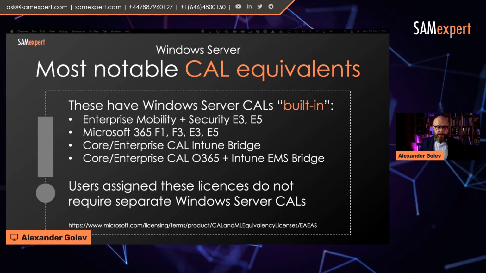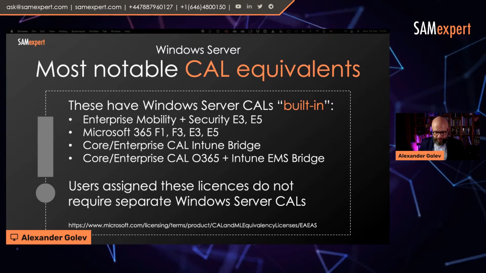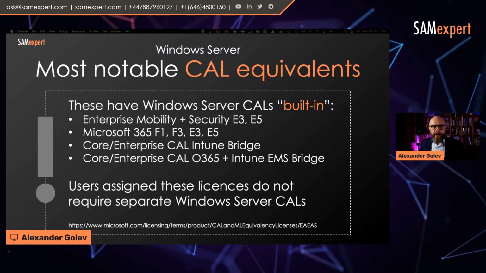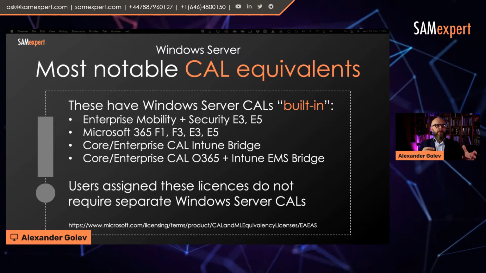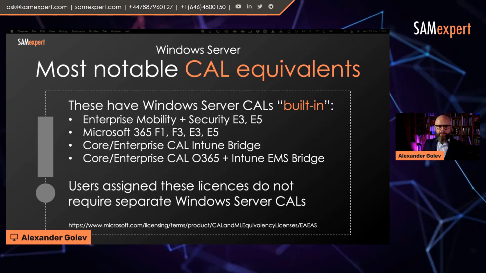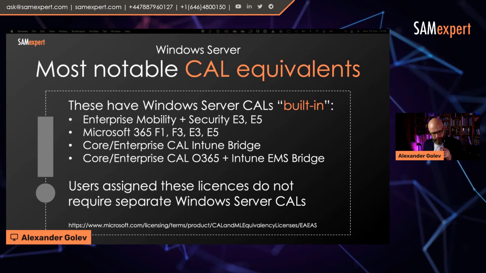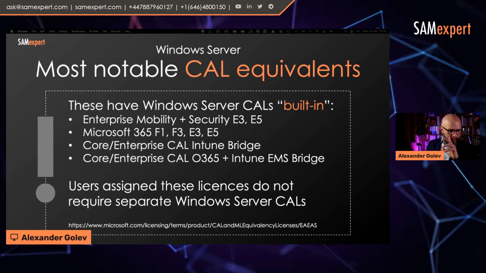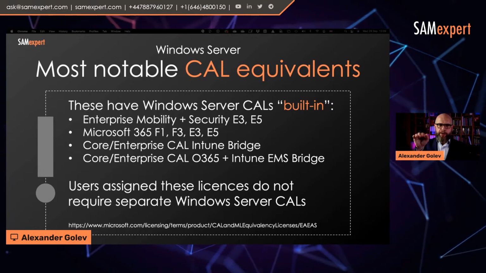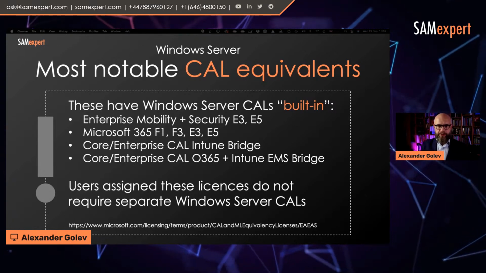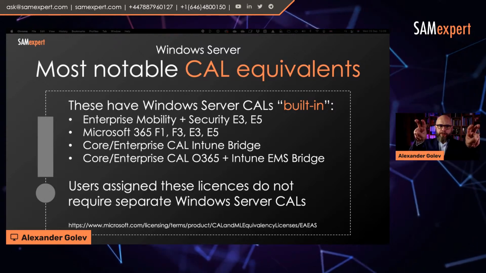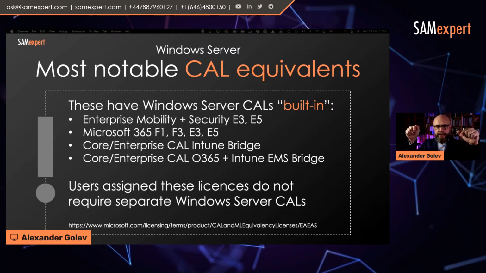So there are CAL equivalents. What is a CAL equivalent? Some licenses in the Microsoft world, and subscription licenses including Microsoft 365, give you a substitute, an equivalent for a CAL. Let me try and explain this. If you have one of these licenses, you do not need a Windows Server CAL. That's the easiest explanation, because it sort of includes the CAL in itself.